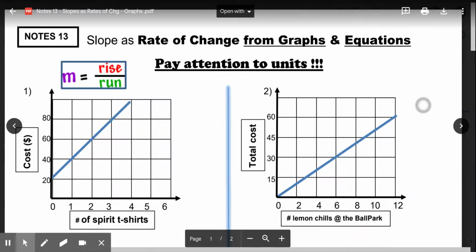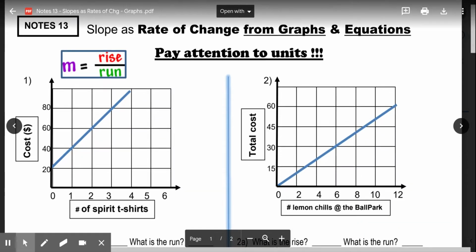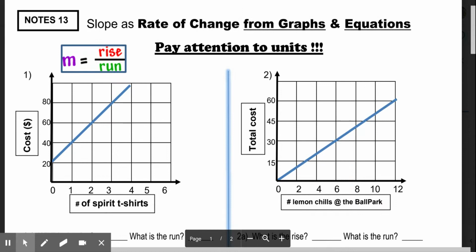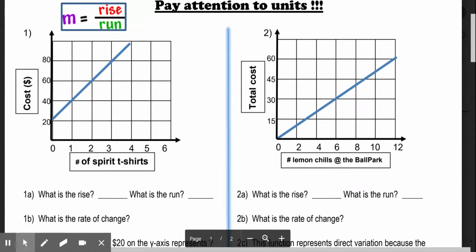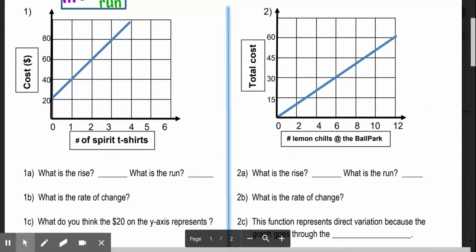Hi, we're going to go ahead and find the rate of change from graphs and equations. And it says, pay attention to the units. Okay, so for instance, on this very first one, on this graph, we have the number of Spirit t-shirts. And so your x-axis, they go by ones. And then over here on your y-axis, which is the cost, it's going to go by 20s.